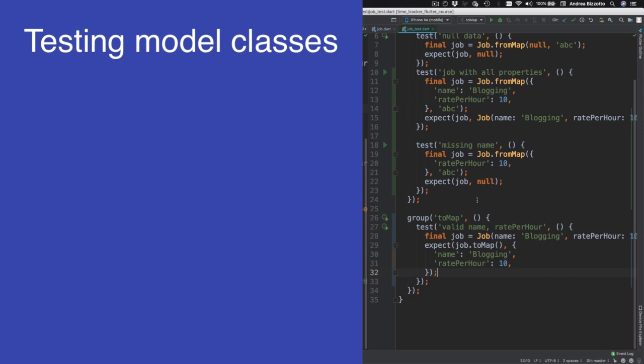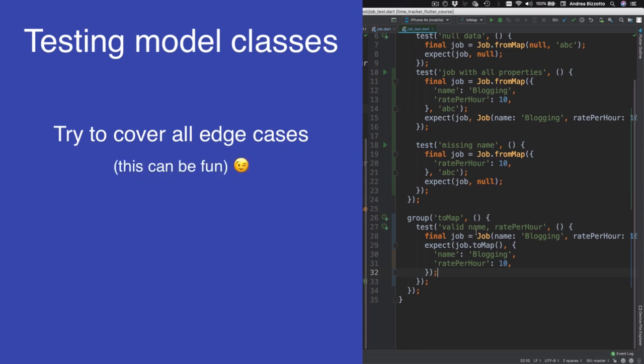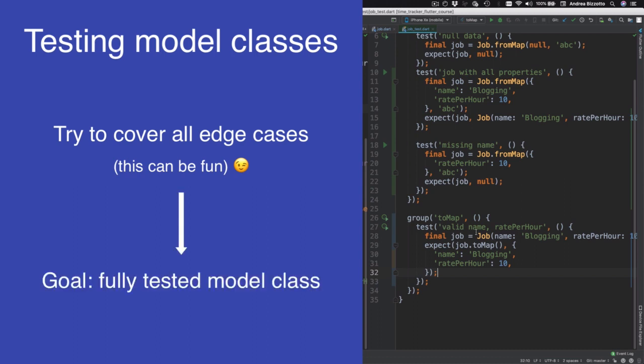Okay, so I think this covers our overview on how to write tests for model classes. And if you're writing code that will be used in production, then I suggest that you should have more tests so that you can cover all the possible edge cases. And by the way, finding all the edge cases can be quite a fun exercise, and the outcome is that you will have a fully tested class that always behaves correctly.